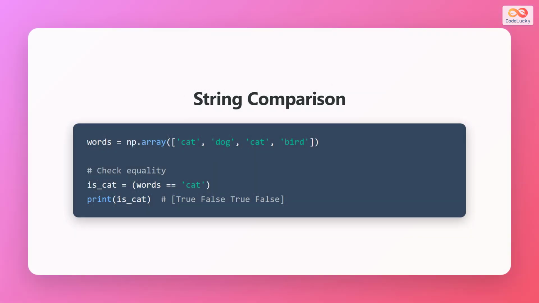Comparing strings in NumPy arrays is simple and efficient. Let's say you have an array of animal names: cat, dog, cat, and bird. To find which elements equal cat, you can use a standard comparison operator. Simply write words double equals cat. This returns a Boolean array with true where the string matches and false where it doesn't. In this case, you'd get true, false, true, false. You can then use this Boolean array for filtering or counting matching elements.